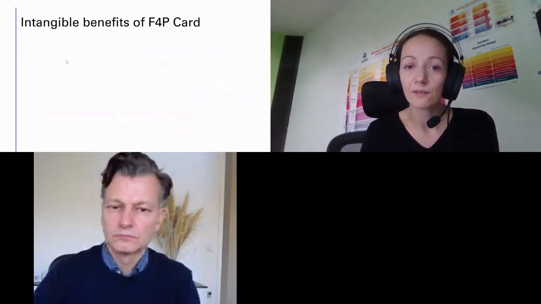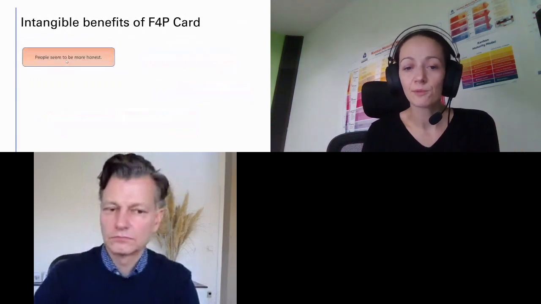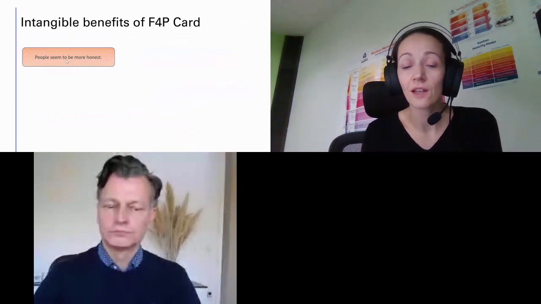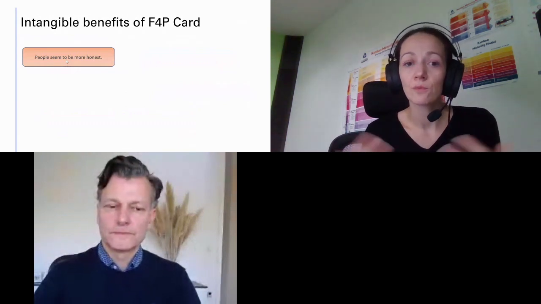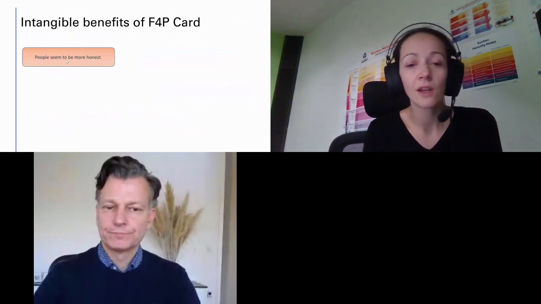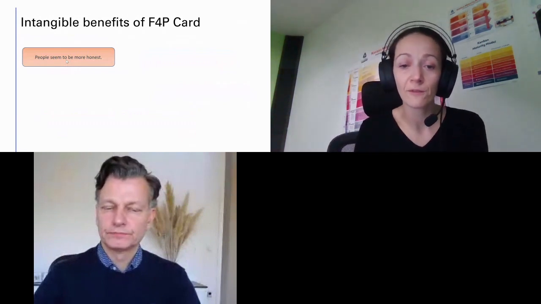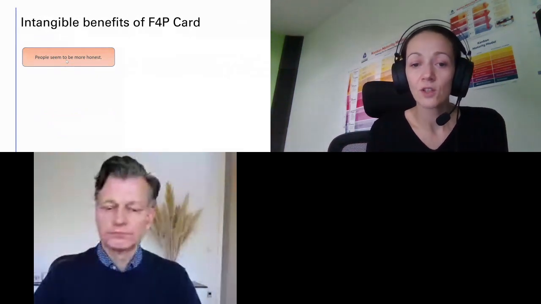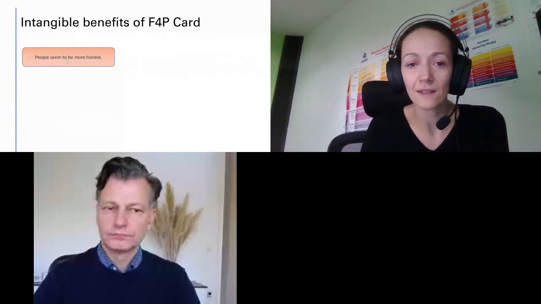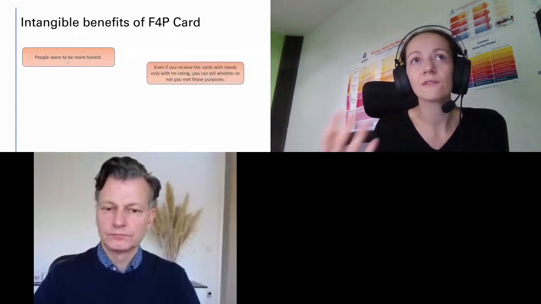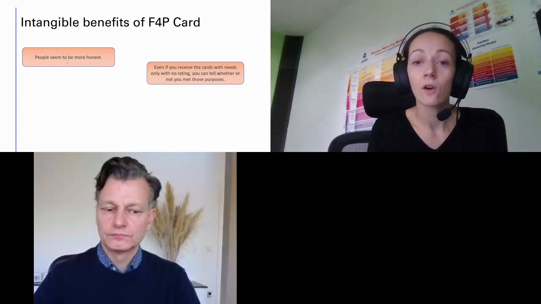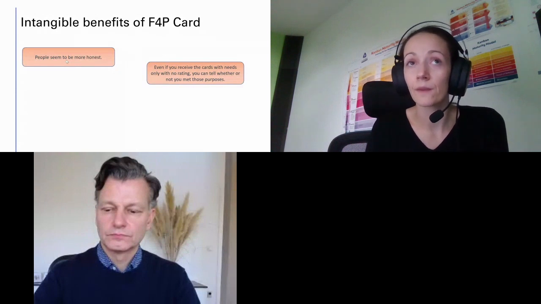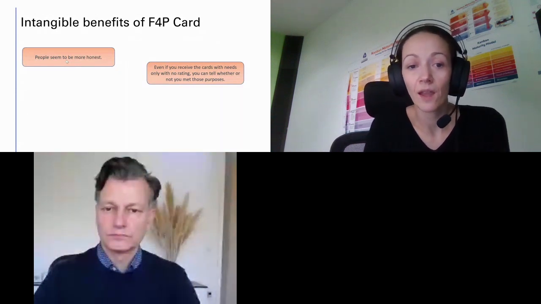In terms of intangible benefits of this card, people seem to be more honest. For example, for me as a trainer, I don't ask them to judge me. I don't ask people to tell me, how did you like the trainer from 0 to 5? No, I rather ask about their experience and about their needs. So people seem to be more honest in giving their answers. And even if you receive the card with no rating or only with a rating, looking at the customer purpose, you are already able to tell, did you meet these needs or not?